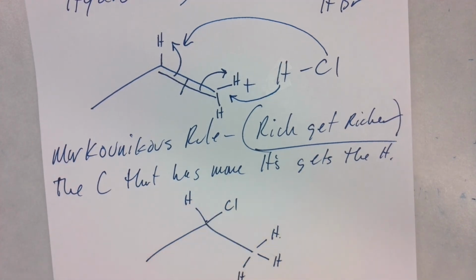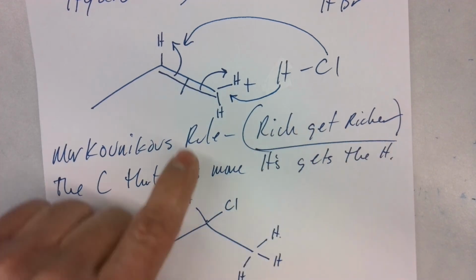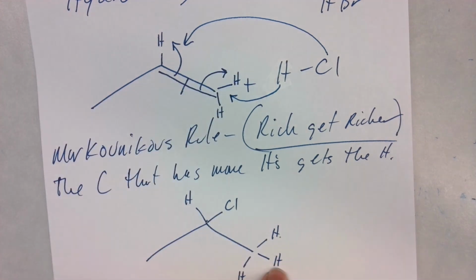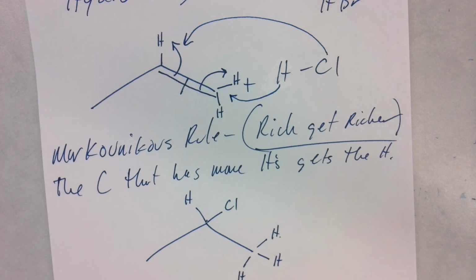Does that make sense? You see how I say the rich get richer, in that this had two H's, so it gets the H. This only had one H, it gets the Cl. Hello? Anybody?